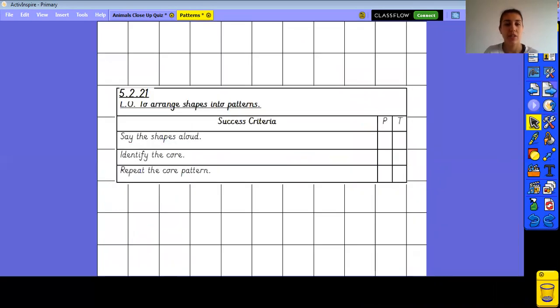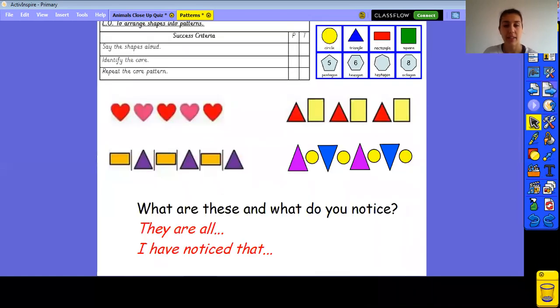Okay, let's go on to today's maths lesson then. Today we're looking at shape, and particularly putting shapes into patterns. Now, a pattern is what we have here. So these are examples of patterns. And I'd just like you to pause the video and maybe shout at the screen or tell somebody in the room or write your ideas down. What do you notice about all these patterns that I have here?